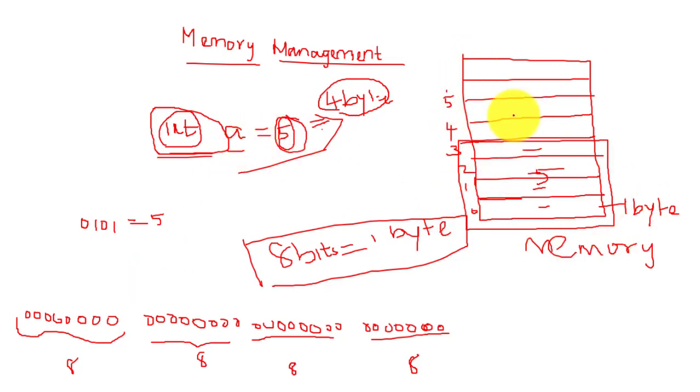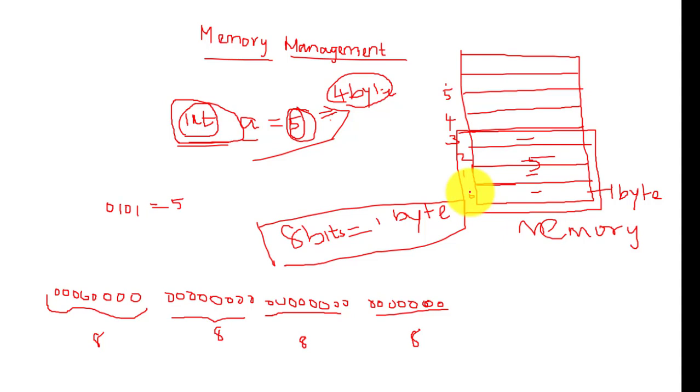Let's say this is a 32-bit compiler, this is a memory, and this memory has an address. Just assume it starts from 0 and goes upwards. If you want to store this integer data, it requires 4 bytes of memory, meaning that what is the binary value for the 5?